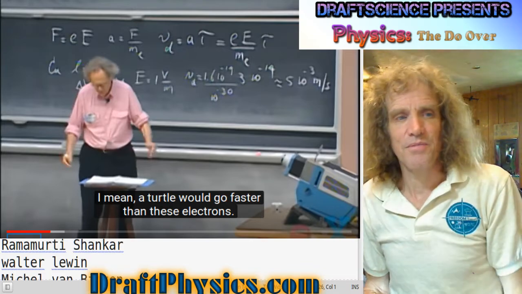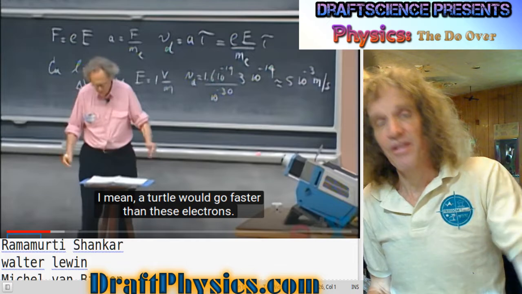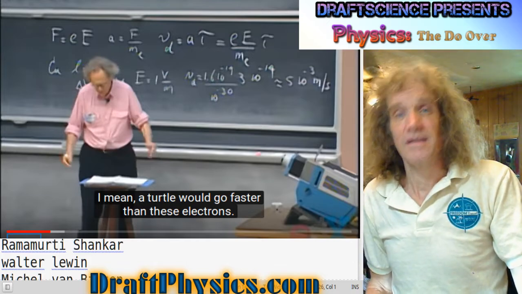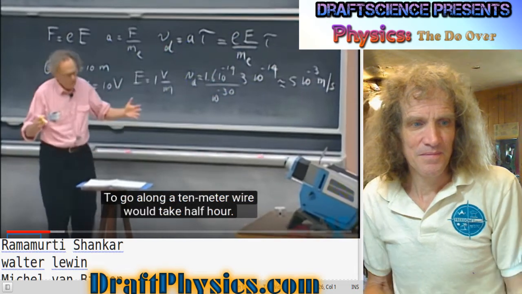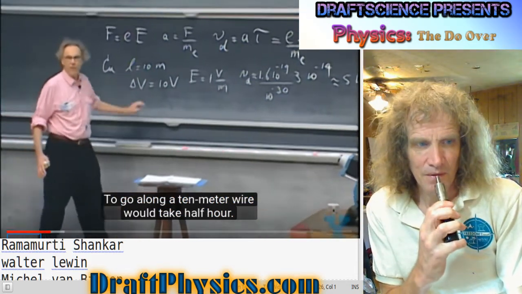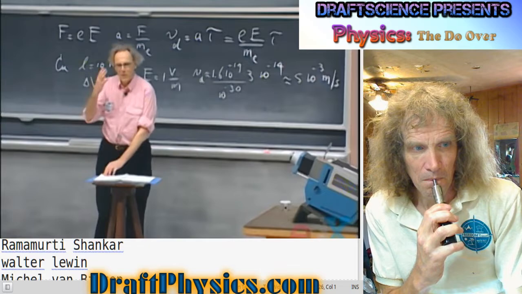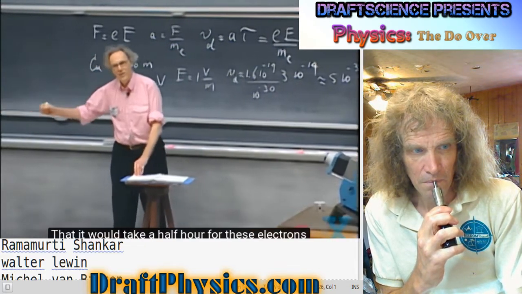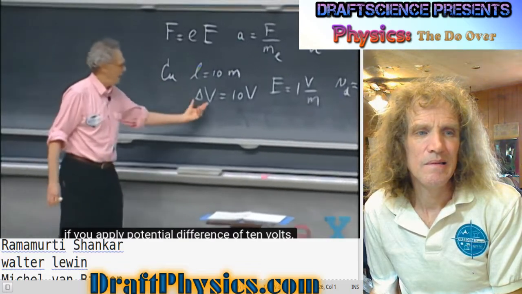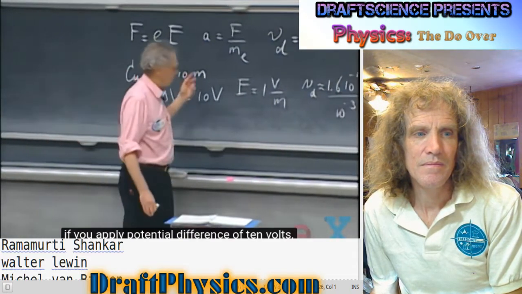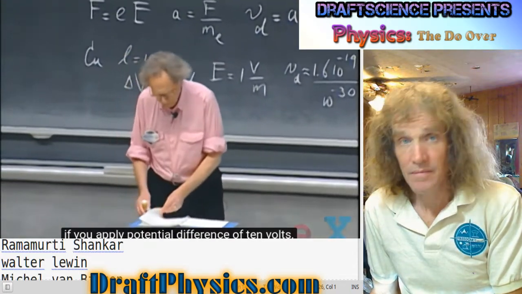No, we could just assume that maybe this line of thinking is incomplete. It needs some more work. To go along a 10-meter wire would take half an hour. Something that you never thought of. It would take half an hour for these electrons to go along the wire if you apply a potential difference of 10 volts, copper 10 meters long.